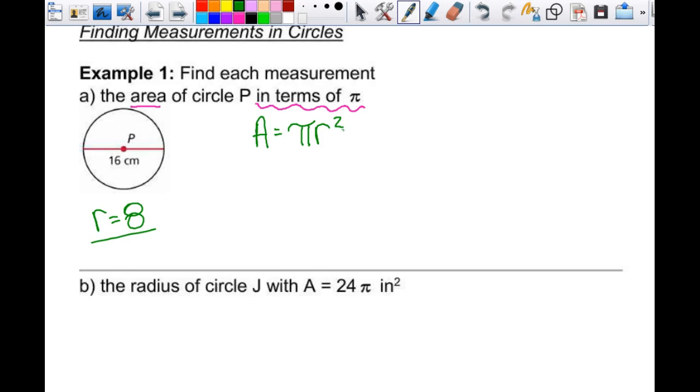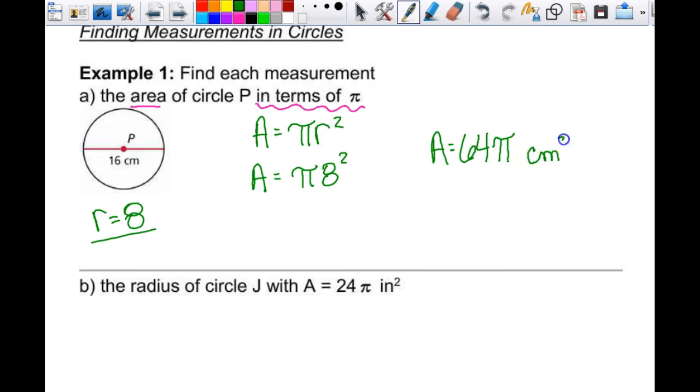So the next step is to substitute in everything we know. Area is equal to pi times 8 squared. Right? So what's 8 squared? 64. So my area is equal to 64 pi, because I'm supposed to have pi in my answer. Right? Pi goes last. And then what would my units look like?